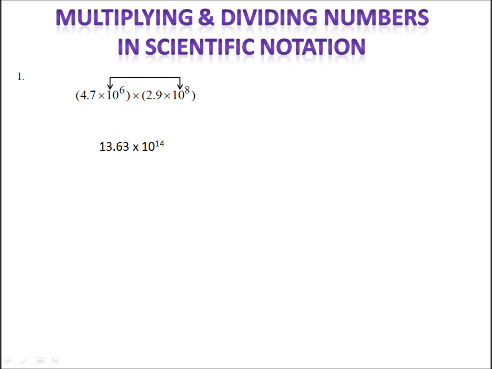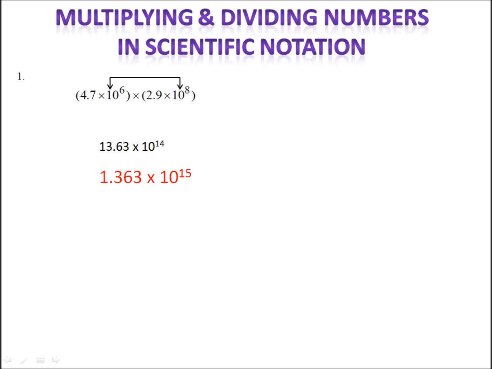But wait a minute, you say, that number's not written in scientific notation. Well, you're right. We have to move our decimal point one place to the left, because the number in front of the decimal point has to be from 1 to 9. So 1.363 times 10 to the 15th.